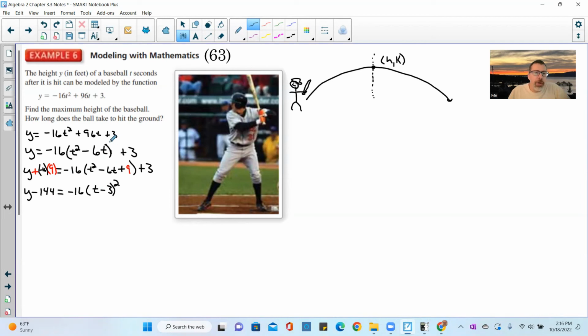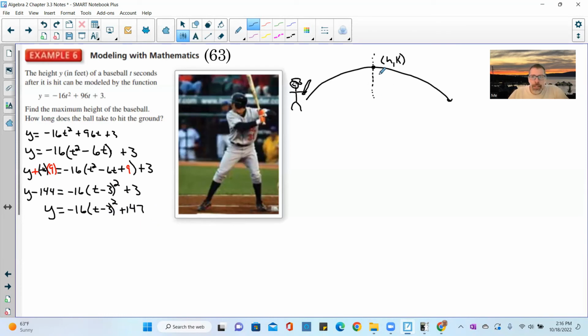This is where I want to square, not up here. And then plus 3. Okay, so far so good. So now all I have to do is get that 144 over to the other side, and that is going to leave me with y equals negative 16 (t minus 3) squared, and add 144 to 3, and I get 147. Okay, so that is my vertex, h comma k.